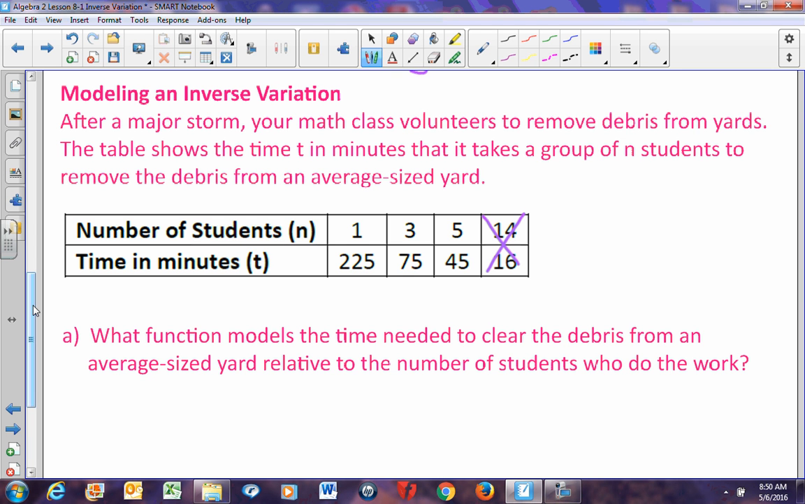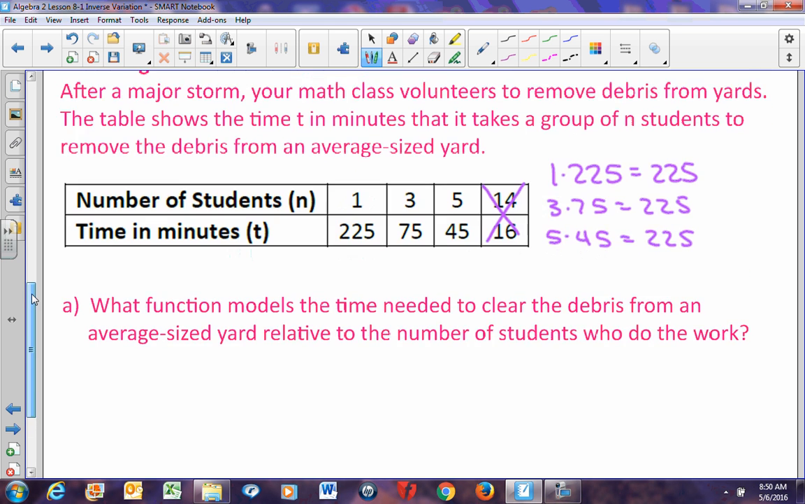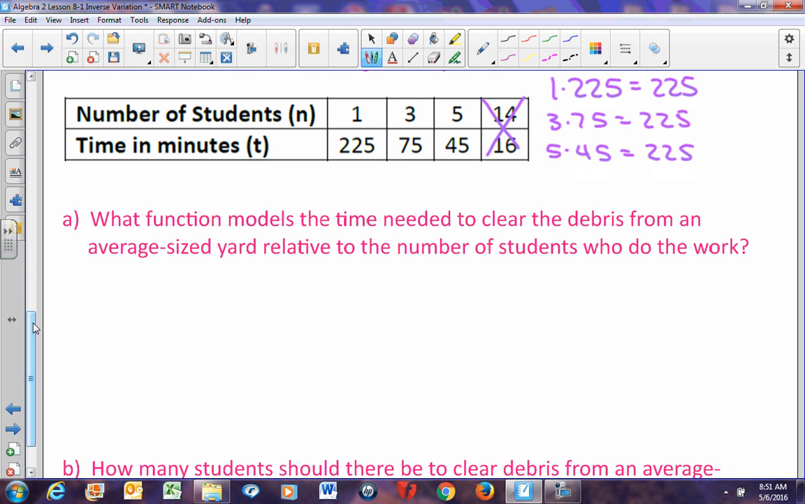So let's check this variation. As the number of students goes up, the time in minutes goes down, so it looks like it's inverse. Let's check and make sure that we know the constant of variation. So that's going to be 225. If we took 3 times 75, that's 225. If we took 5 times 45, that is also 225. So it is constant, so we do have inverse variation here. So our variation equation, we're going to use T and N. The time, based on the number of students, is going to equal 225.